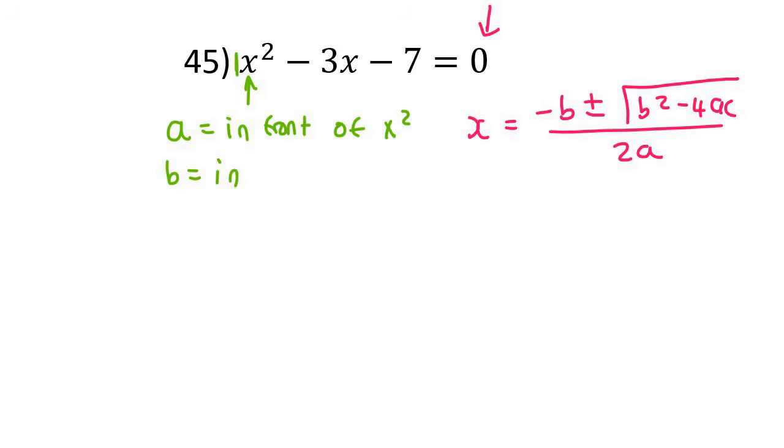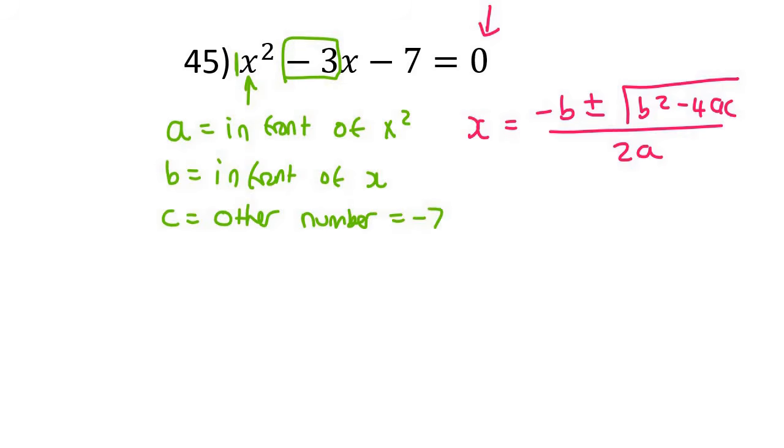b is in front of x, so b would be -3. You must include the negative if there is one. And then c will be the other number, which is -7. Okay, and then what you do is you just go fill that into the formula.